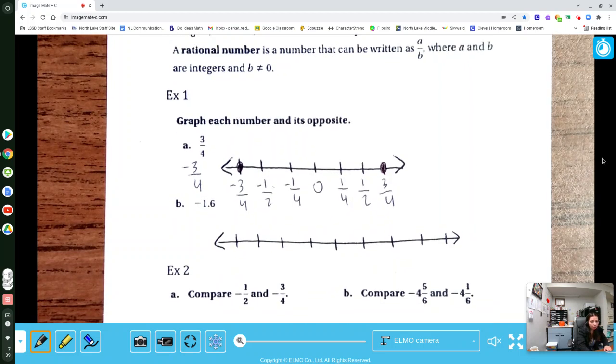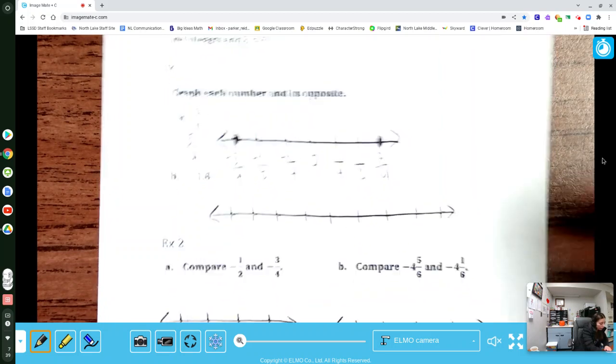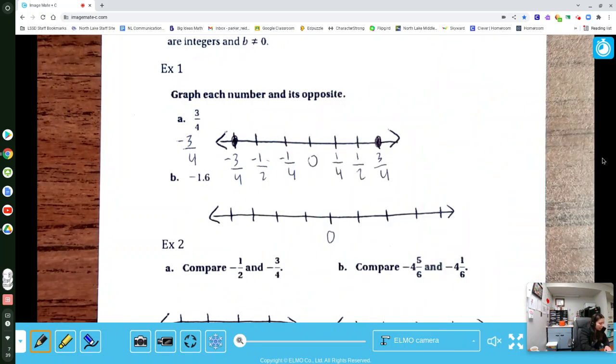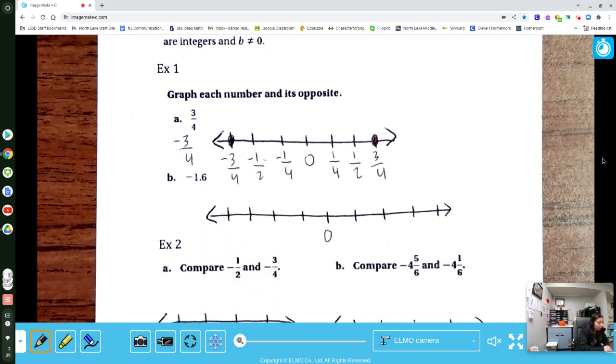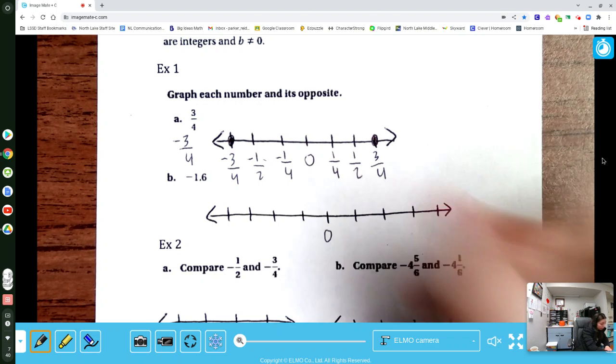Next, we have -1.6. First, let's put 0 on our number line, and we need to get to -1.6. Now, this might be a little bit tricky. You might be thinking, how am I going to get to -1.6? What would I count by? Well, I take out the decimal and I think about this as the number 16. If I were to get to the number 16, what could I count by? Well, I could count by 4s, right? 4, 8, 12, 16. But because this is 1.6 instead of 16, I'm going to count by 0.4s.